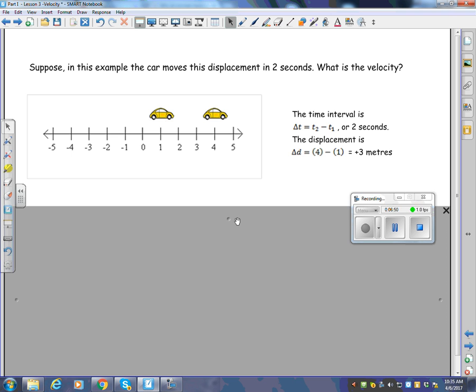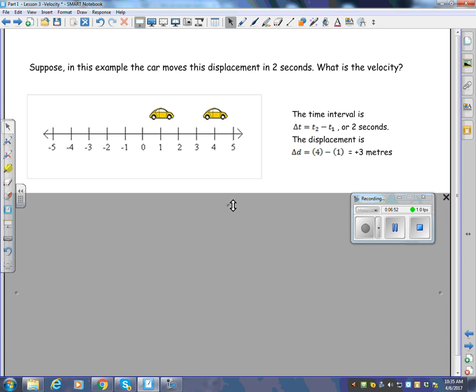Suppose in this example that the car moves this displacement in 2 seconds. What is the velocity? So what are the steps? You have to find out the time, you have to find the displacement. Doesn't matter what order you do them in. The time interval, delta t, is t2 minus t1, or just 2 seconds. Now the reason this whole interval thing is kind of confusing is because usually t1 is equal to 0. You don't have to subtract 0. T1 is usually 0 if I just say it happens in 2 seconds, right? There is no clock reading.